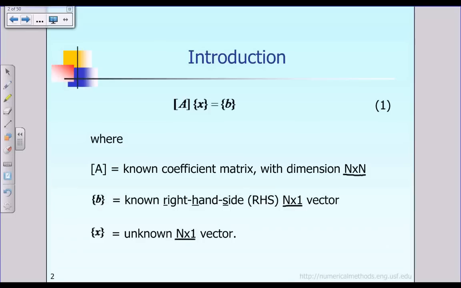So basically, in equation 1, for a given matrix A and a given right-hand side vector B, we want to solve for the unknown vector X. That's what we want to do.